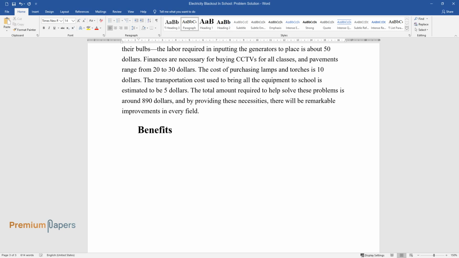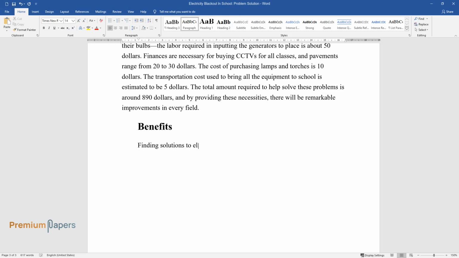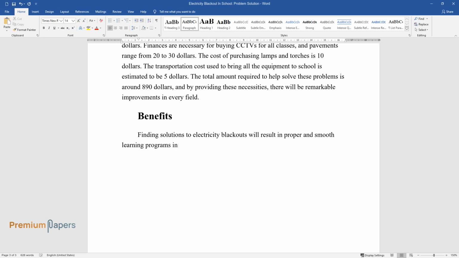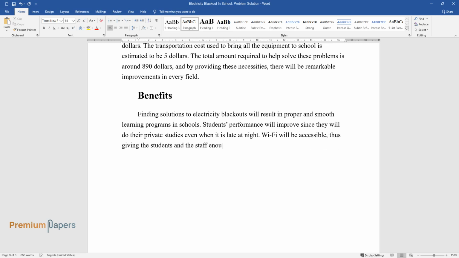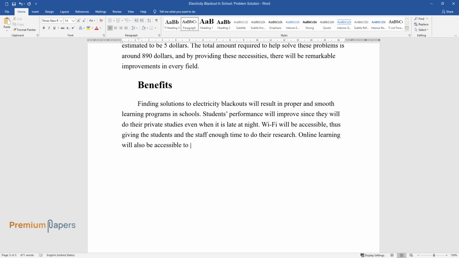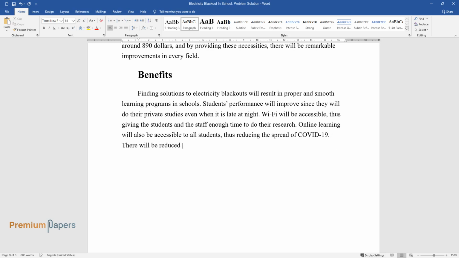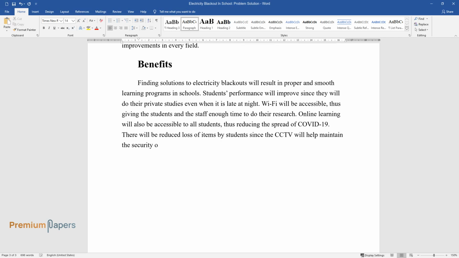Benefits. Finding solutions to electricity blackouts will result in proper and smooth learning programs in schools. Students' performance will improve since they will do their private studies even when it is late at night. Wi-Fi will be accessible, thus giving the students and the staff enough time to do their research. Online learning will also be accessible to all students, thus reducing the spread of COVID-19. There will be reduced loss of items by students since the CCTV will help maintain the security of their goods.